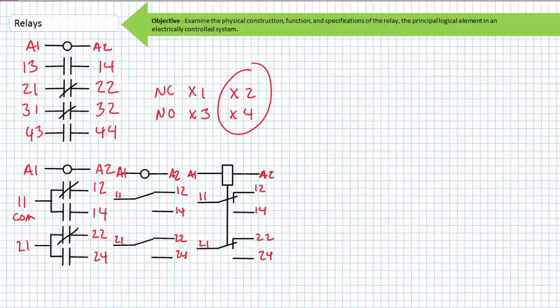Coils are normally designated A1 and A2. The coil is supplied the low voltage control signal, which could be 24 volts DC, 24 volts AC, or 120 volts AC as representative examples. DC coils with freewheeling diode arc suppressors are polarity dependent and must be connected with the correct polarity.